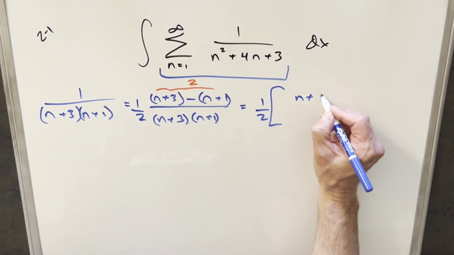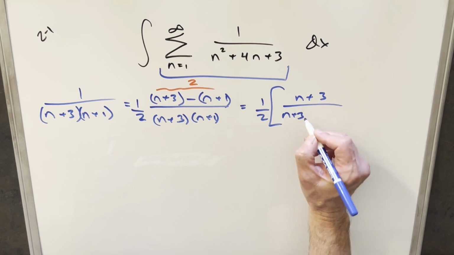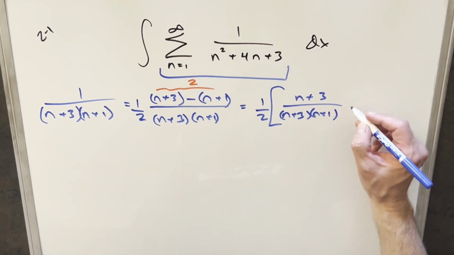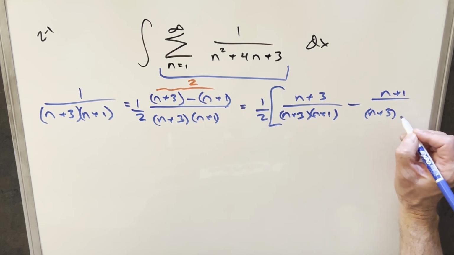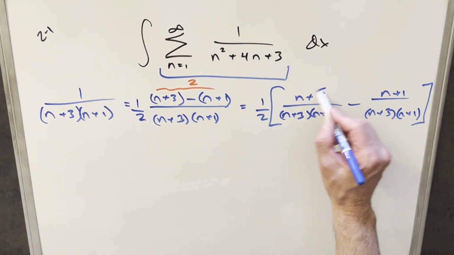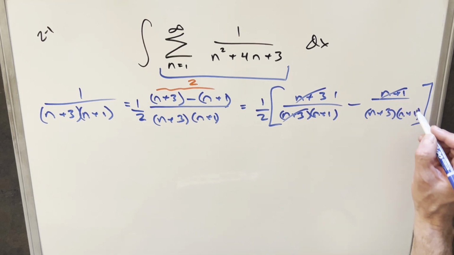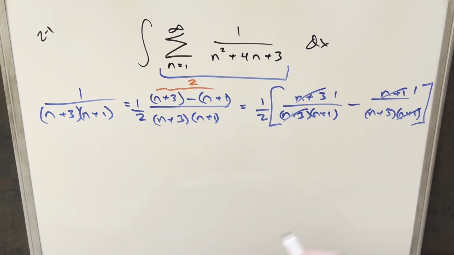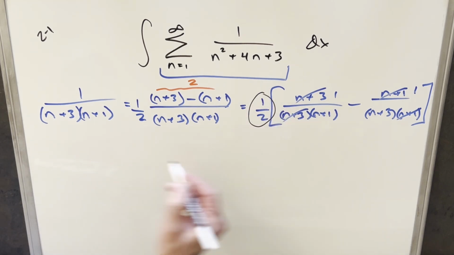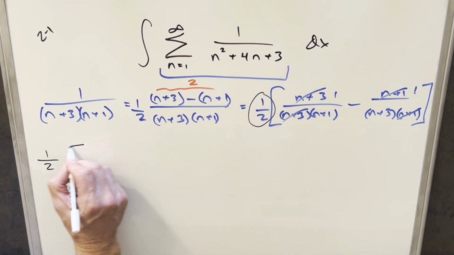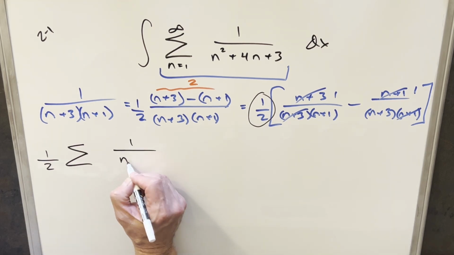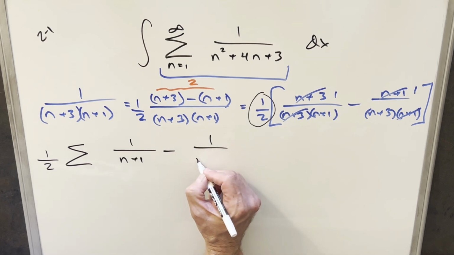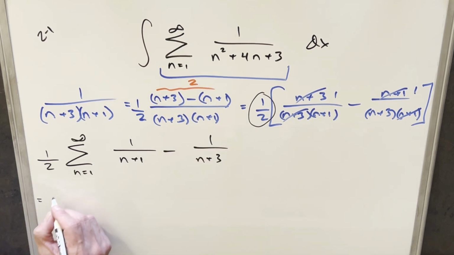Then we can split this up into 2 fractions. The first one is n plus 3 over n plus 3 times n plus 1, and for the second one we'll have a minus sign between: n plus 1 over n plus 3, n plus 1. But then we get the cancellation, so we have a 1 in the numerator in each. Putting this back into our sum, the 1/2 is a constant with no n, so I'll bring it in front of the summation. Then the rest becomes 1 over n plus 1 minus 1 over n plus 3, and we keep our 1/2 in front.